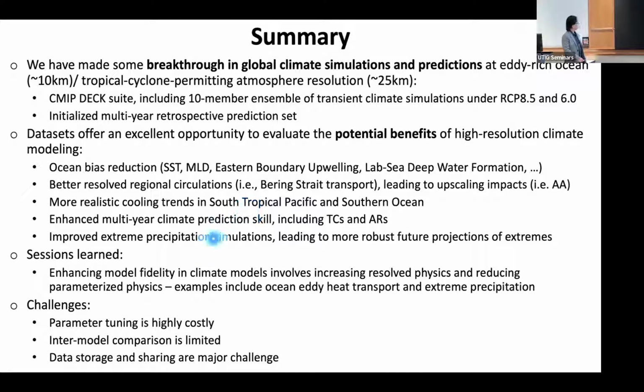So one of the lessons we learned from this exercise, a very expensive exercise, is that increasing the model resolution can lead to improved physics. And a lot of the improvements we're seeing, we think, are really related to reducing the dependence on the parameterization physics. When we rely less on the parameterization, we're getting better results. We think this is the case both for the extreme precipitation as well as for the ocean heat transport.